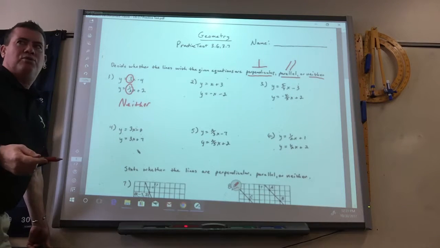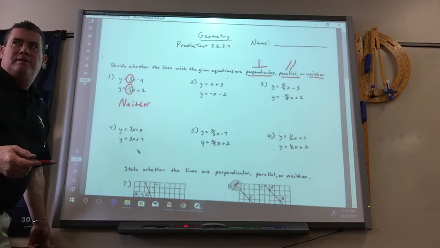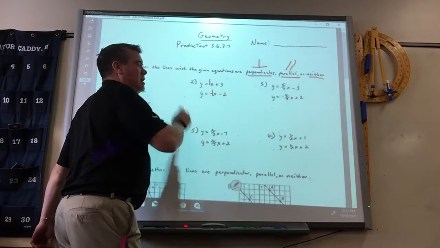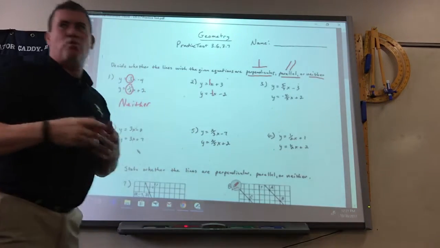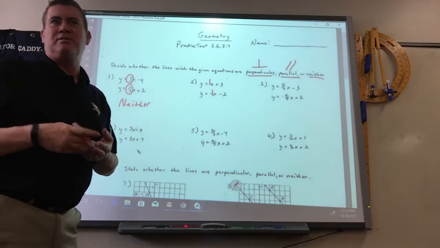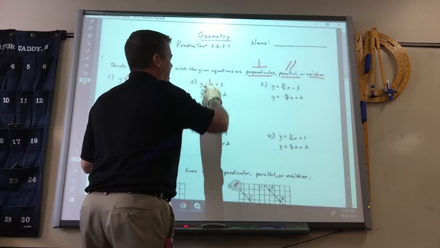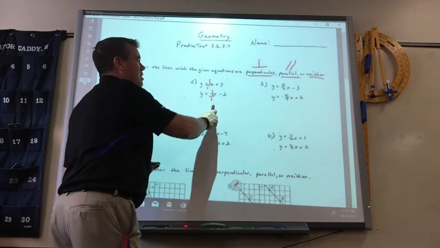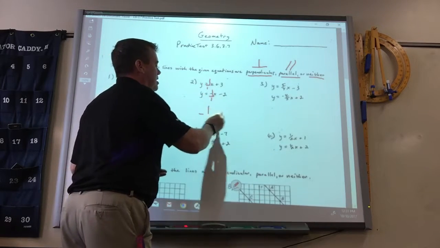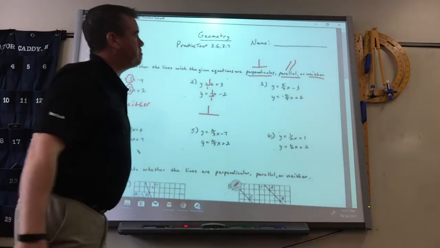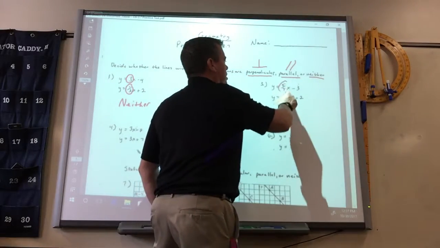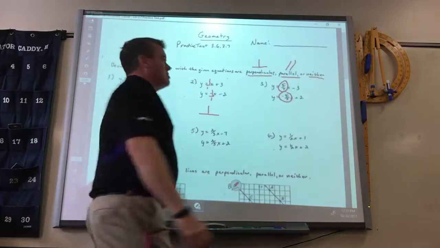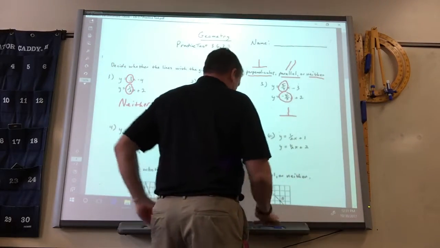Okay, number 2. The slopes are 1 and negative 1. Those are the only two numbers, 1 and negative 1, that are reciprocals of each other, because if you made it into a fraction and flipped it, you get the same answer. So these are reciprocals, they are opposite, so these are perpendicular. Okay, this one, they are reciprocals, they are opposites. So that's perpendicular.